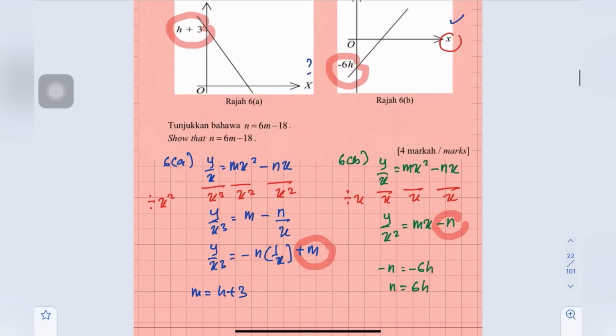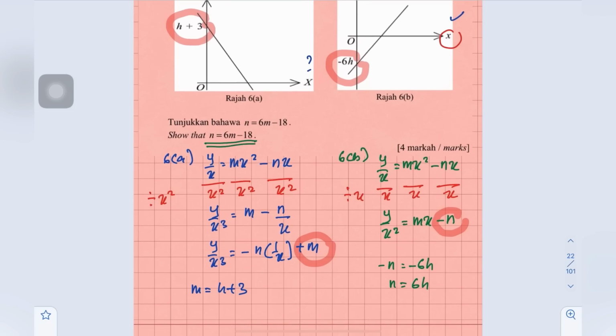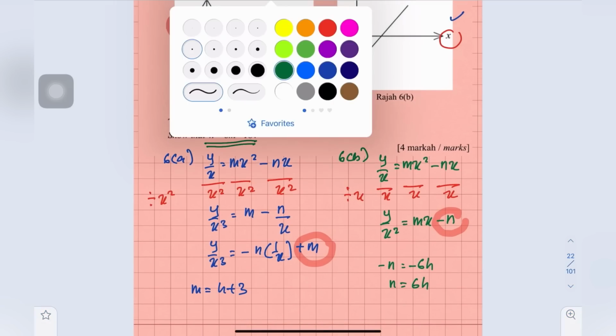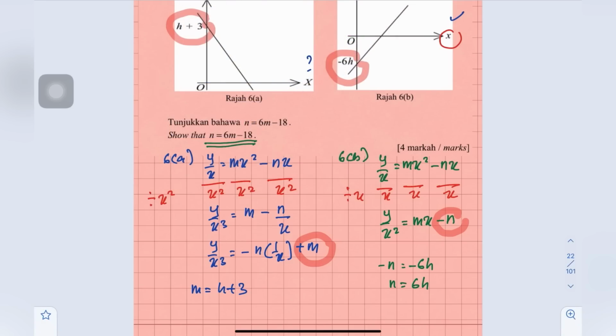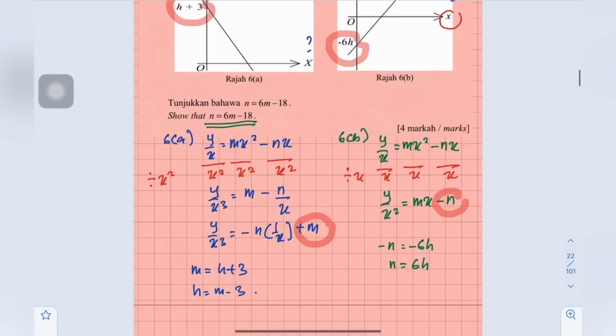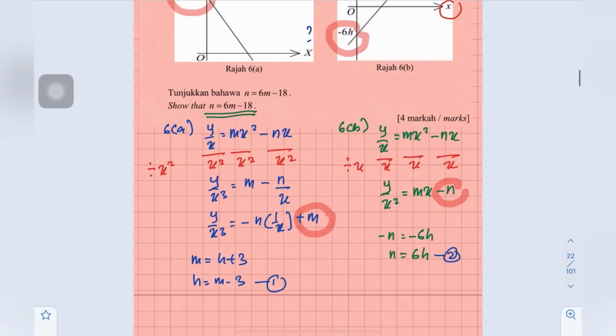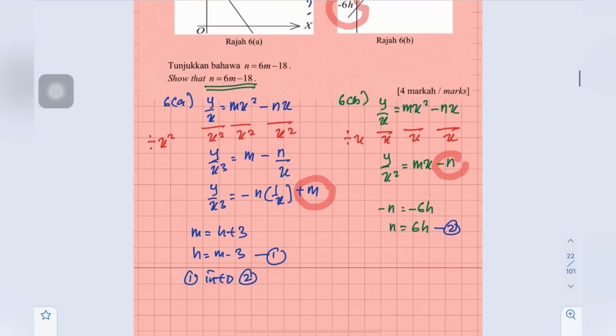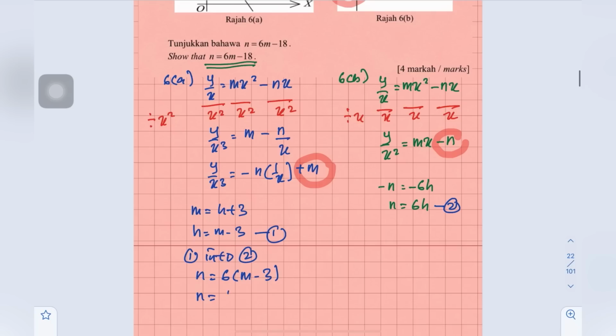Okay, so dia nak n in terms of m. Okay, so yang tadi tu kita kena ni balik lah. So h equals to m minus 3. Okay, so this one is equation 1. This one equation 2. So 1 into 2. So kita dapat n equals to 6 times m minus 3. So n equals to 6m minus 18. So shown.